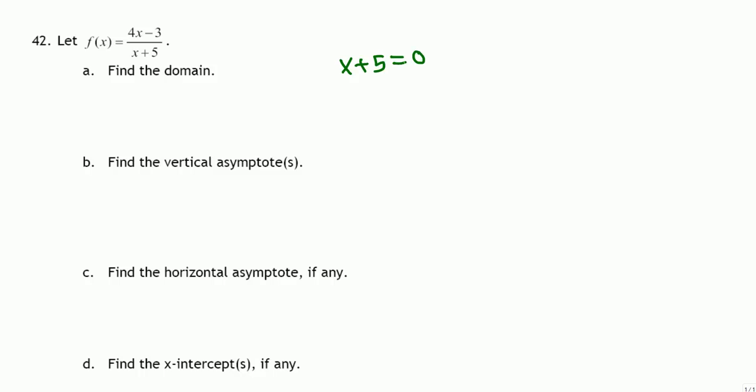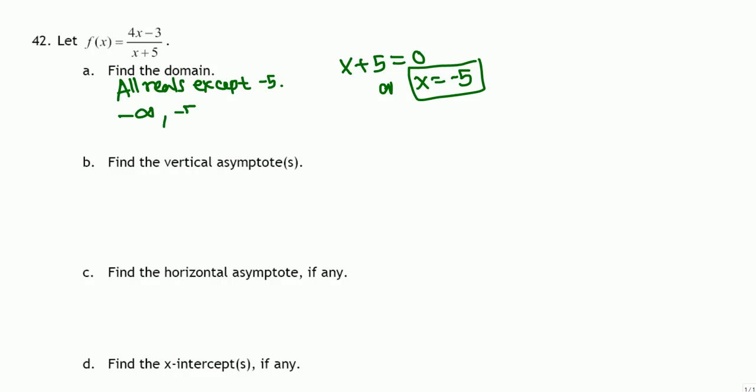So x plus 5, the bottom becomes 0 where? x plus 5 becomes 0, subtract 5, x equals negative 5 makes the bottom 0. So the domain is all reals except negative 5. All reals except negative 5. If you want to write it in interval notation, negative infinity through negative 5 union negative 5 through infinity. When we write it this way, negative 5 is not included.